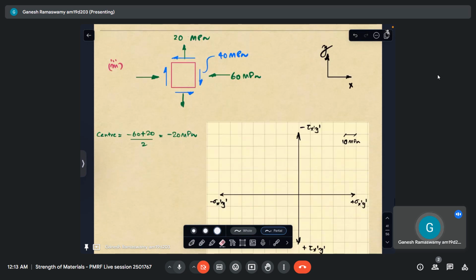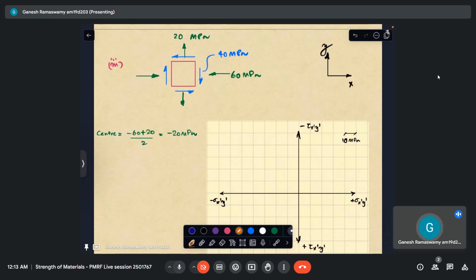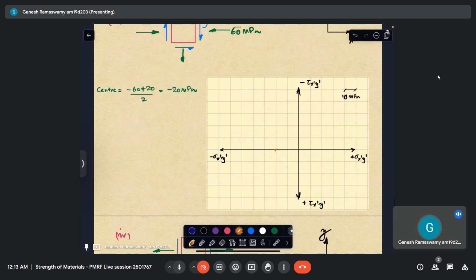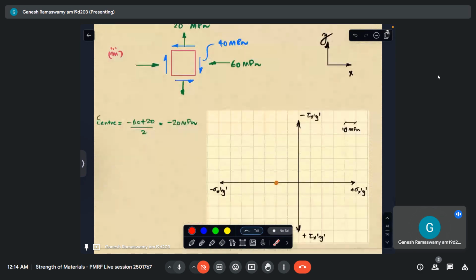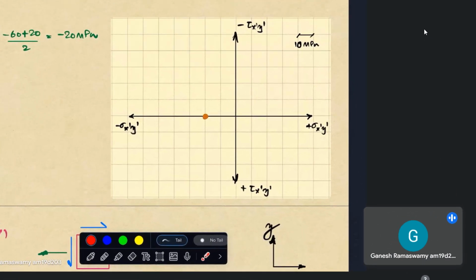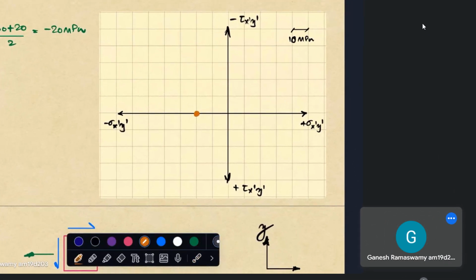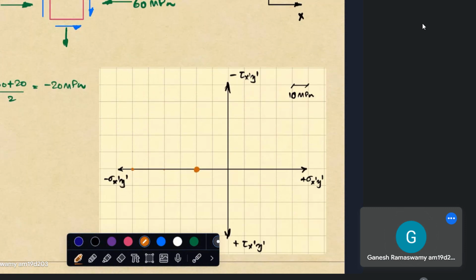Similarly, let us look at this problem. Here we have the center at minus 20. So we have this at minus 20 where sigma x is negative, sigma y is still positive, and tau is also negative. So negative tau will go upwards. So we have minus 60 as the normal stress, 20, 30, 60, and so we have the x plane over here.